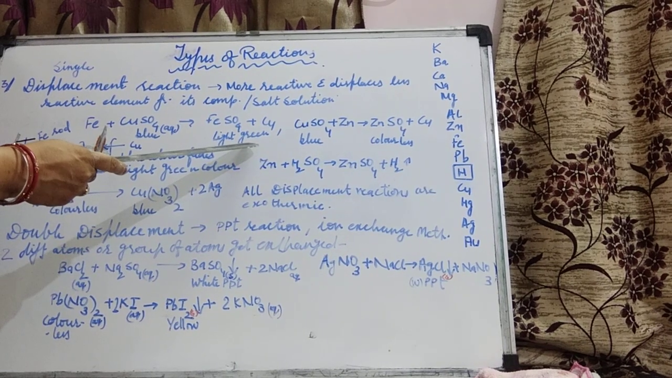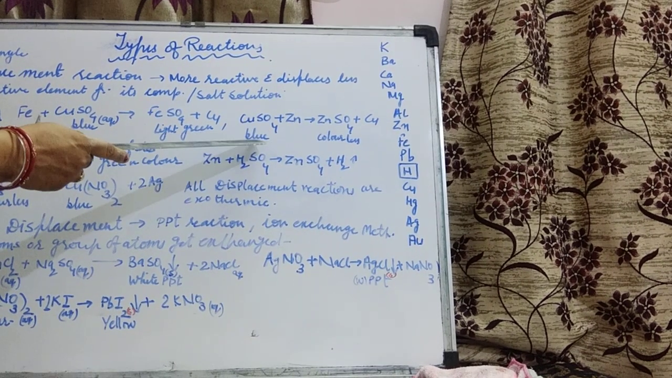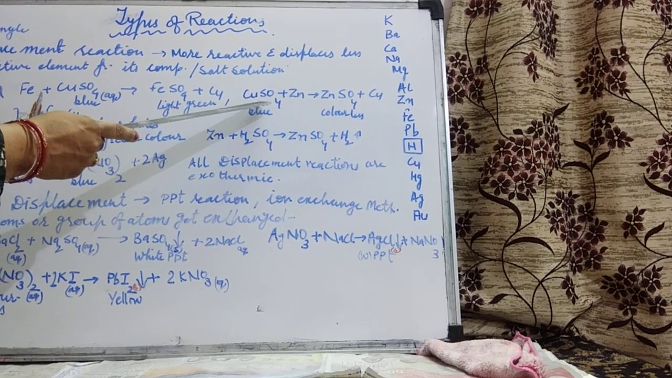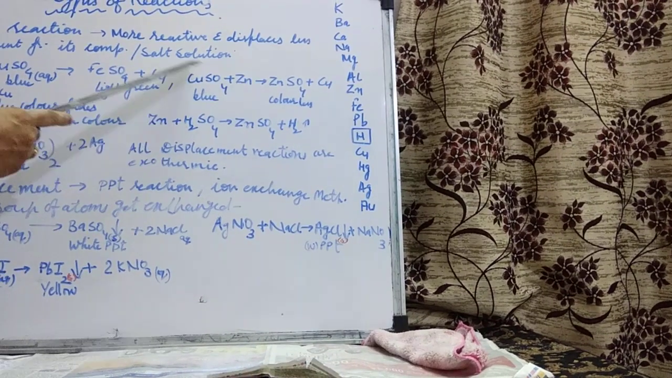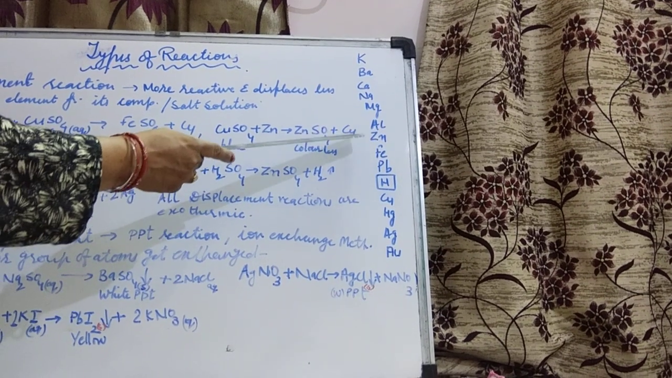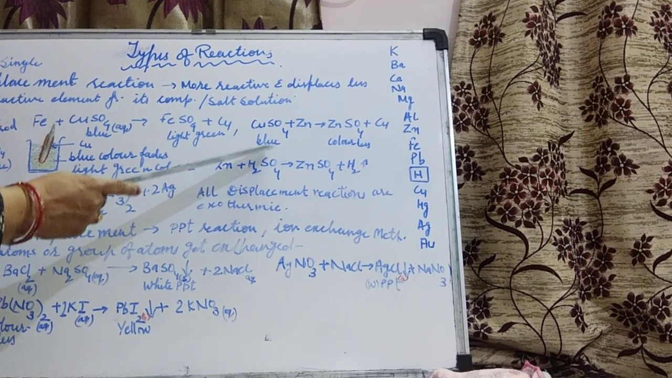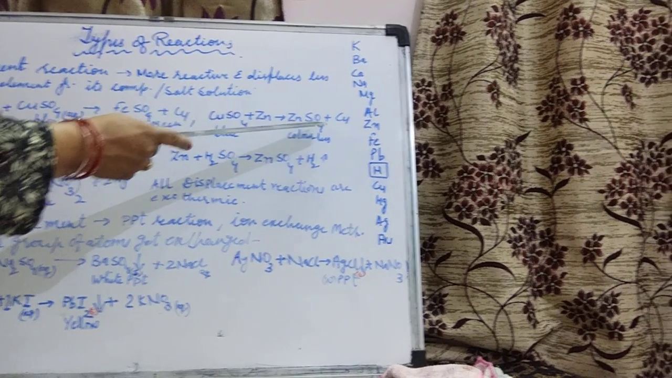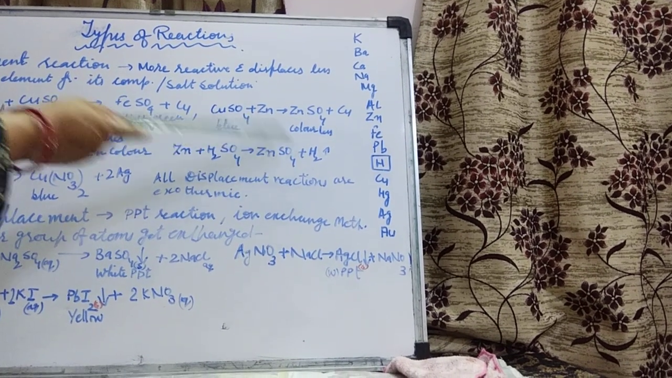Some more examples I have taken here, students. They are copper sulfate, aqueous solution, blue in color, and zinc reacting together. Here also zinc is more reactive than copper. That's why zinc displaces copper and forms ZnSO4, zinc sulfate, and copper is separating out. Here also blue colored copper sulfate is fading and forming a colorless solution of ZnSO4, because ZnSO4 is colorless. So this is an example of displacement.